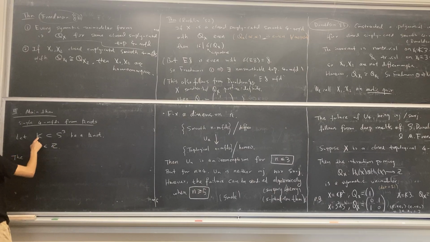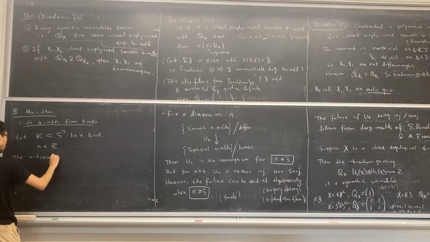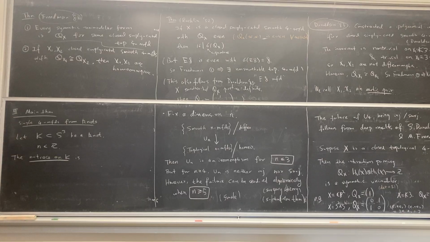Then from those two data, I can construct the so-called n-trace on K. Can you get any four-manifold this way? No, not necessarily. But these will be the four-manifolds of our interest. For example, you can get K3 and those three examples in a way similar to this, but not every four-manifold.